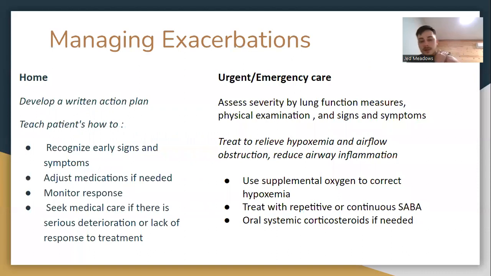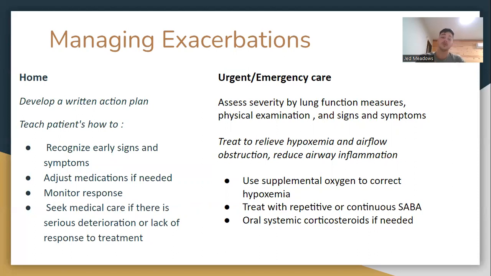Managing exacerbations. There are two types of managing exacerbations: if you're at home, or if you're in urgent emergency care. For the home, you want to develop a written action plan. You want to teach patients how to recognize early signs and symptoms, how to adjust medications if needed, and monitor the response. And you want to tell them they need to seek medical care if there's a serious detrimental response or lack of response to treatment.